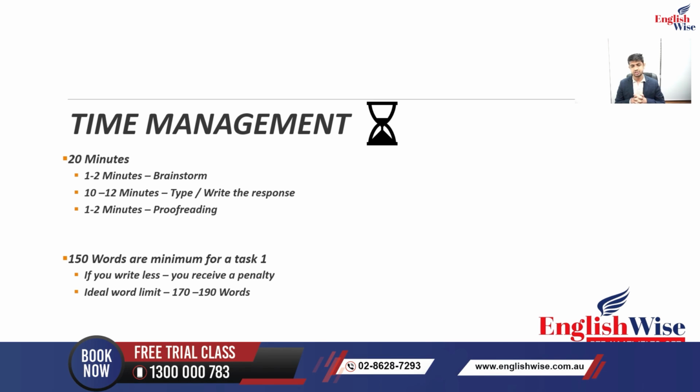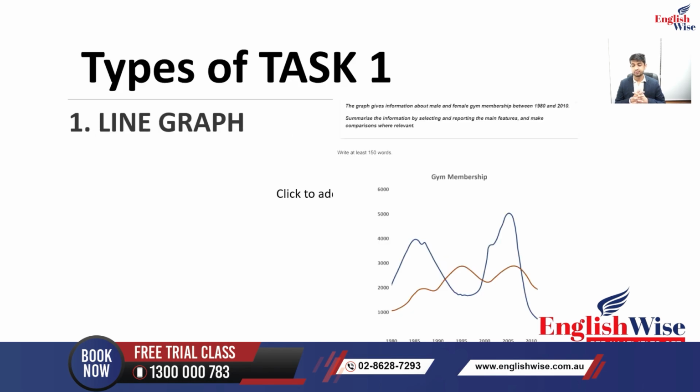For task 1 question, you have to prepare your response within 150 words, which is the minimum word count for you. If it is below 150 words, you will receive a penalty. And the ideal word limit for you is somewhere close to 170 to 190 words, as we discussed before. Let's go into the types of the questions.